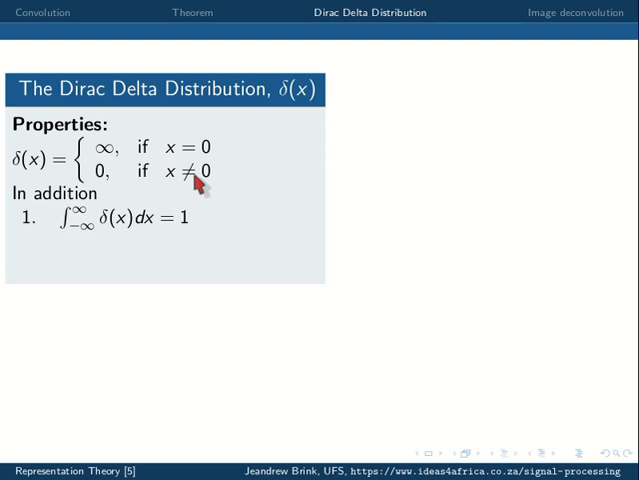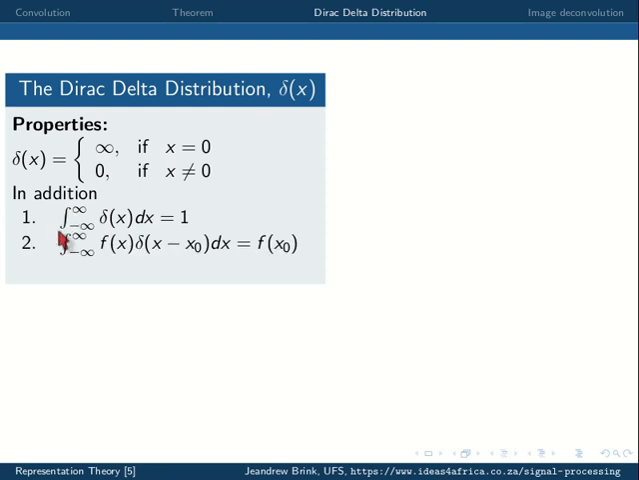In addition to that, it has the constraint that even though it's infinity at one point, the integral of the function from minus infinity to infinity is always 1. This is why it's not a real function. You can't actually get a function that behaves like this. You can get a series of functions that limit to this behavior. So this is the first property of our Dirac delta function.